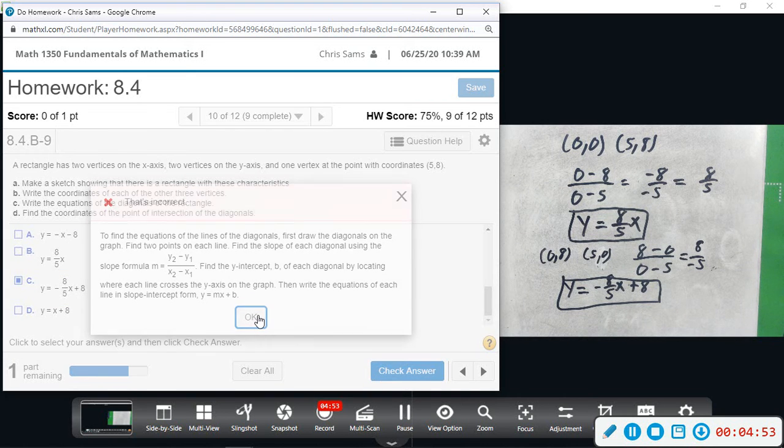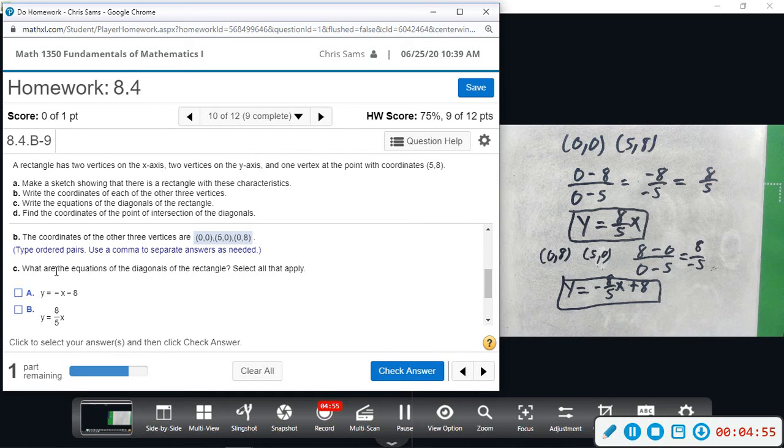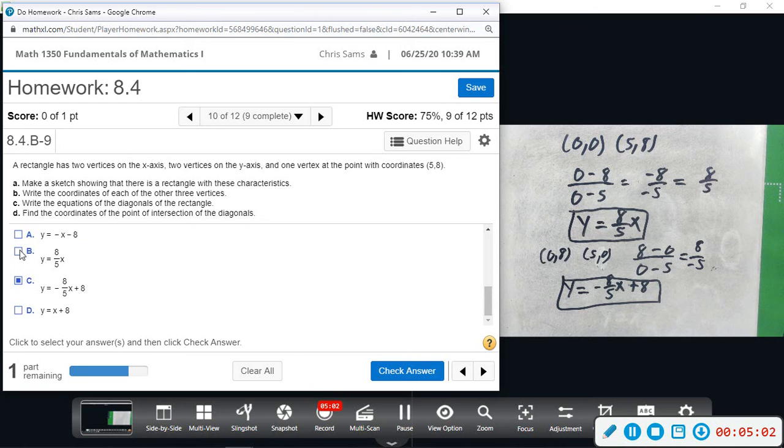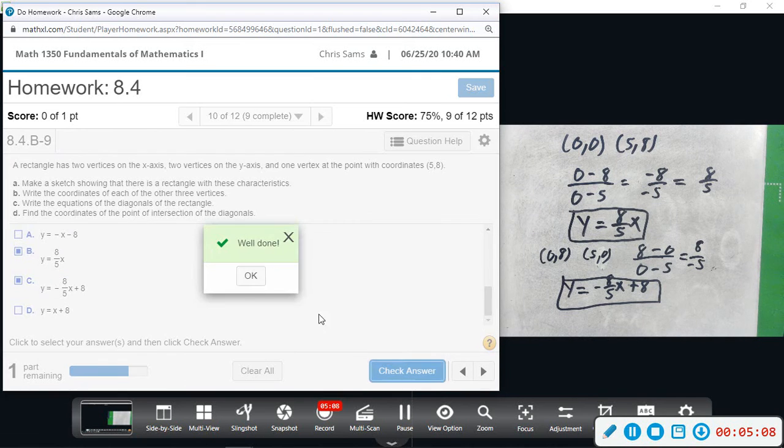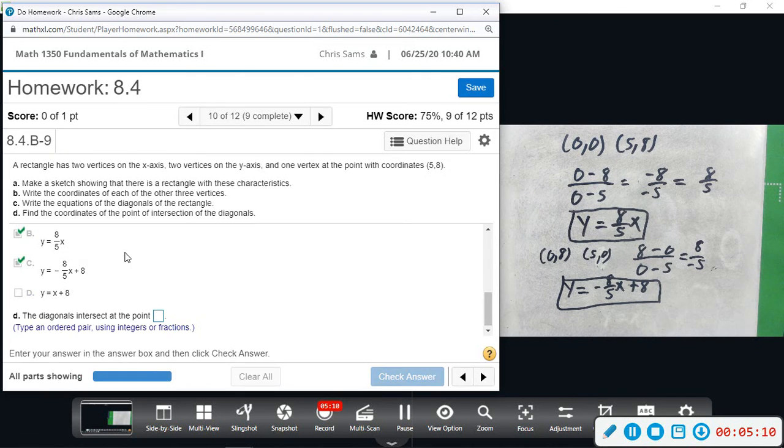Okay. Let's make sure what it says. What are the equations of the diagonals of the rectangle? Select all. Okay, so we need to select all of them. I just kind of overlooked this one. So this one is the first one and this one is the second one. That's both.